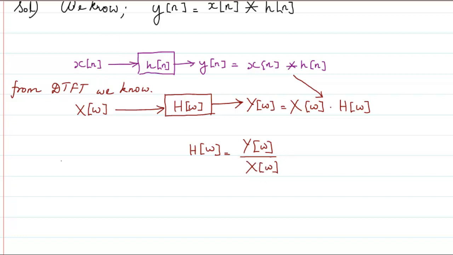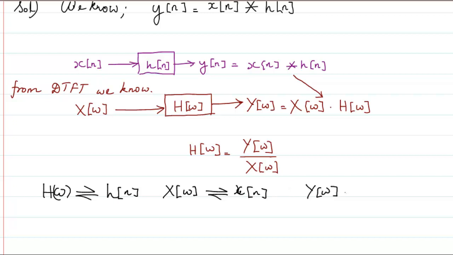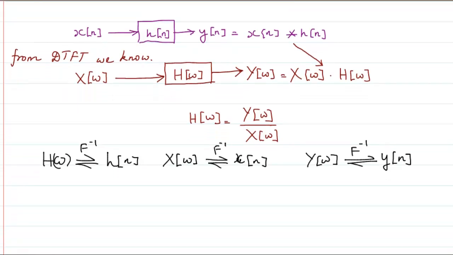Now if the third one is H of omega, then you can take the inverse Fourier transform to get h of n. If the third one you wanted was X of omega, from there you take the inverse discrete Fourier transform and you will get x of n. Similarly, if you have found Y of omega and you want y of n, all you have to do is the inverse Fourier transform. So in all these cases you use the inverse Fourier transform, and this is one of the advantages of using the Fourier transform.